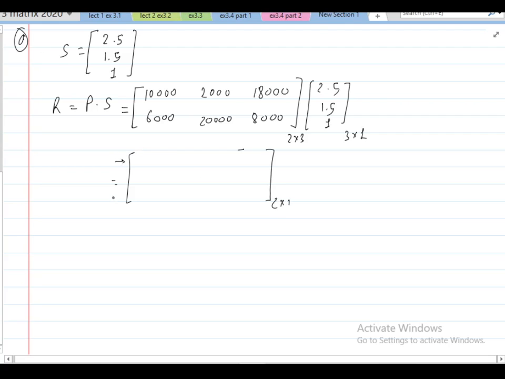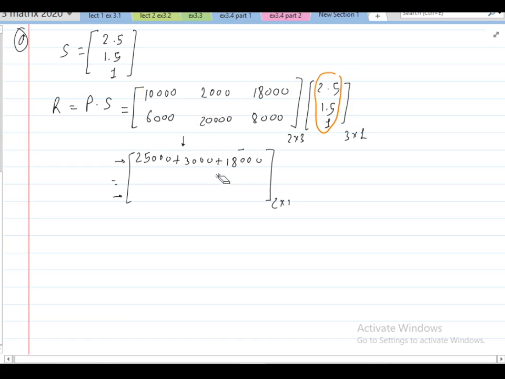That means 2 rows and only 1 column. So first element, which is in first row, first column, will be obtained by 10,000 into 2.5, that is 25,000, plus 2,000 into 1.5, that is 3,000, plus 3,000 into 6, that is 18,000.